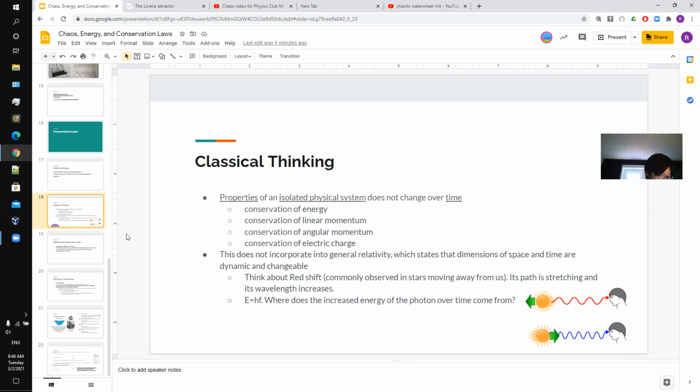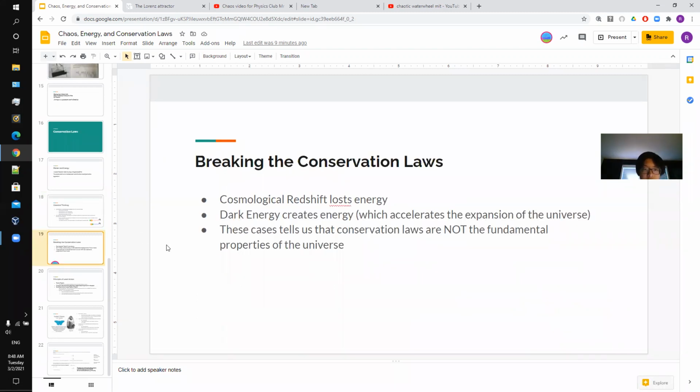So let's go to the next slide. These first two points are two of the situations where the laws would apparently break. Redshift we discussed, and there's also the concept of dark energy. Since the universe is expanding, and scientists find that it is expanding at an accelerating rate, where does this accelerating rate come from? This is one observation of dark energy in our universe, and these are not applicable to conservation laws.